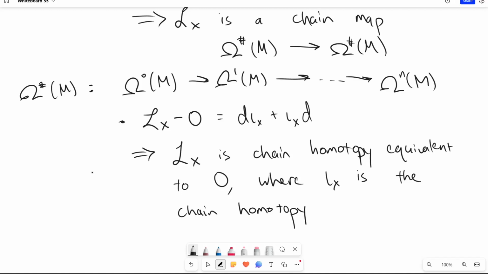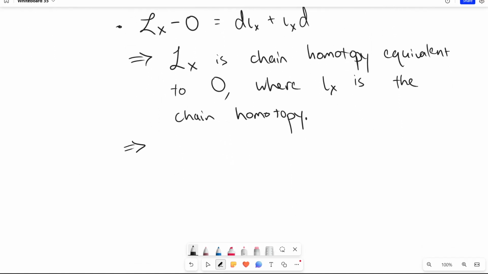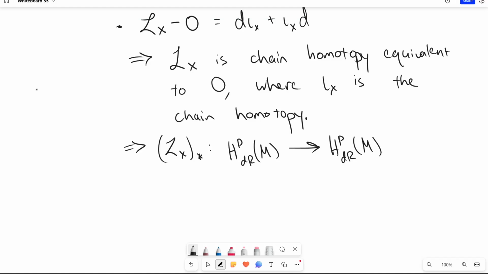Now, what does this say? This says that L sub x as a map on homology, so maybe I should write L sub x star from the de Rham cohomology H^p_dR of M to H^p_dR of M is the zero map. So it sends every differential form, every equivalence class, cohomology class, it sends it to 0.